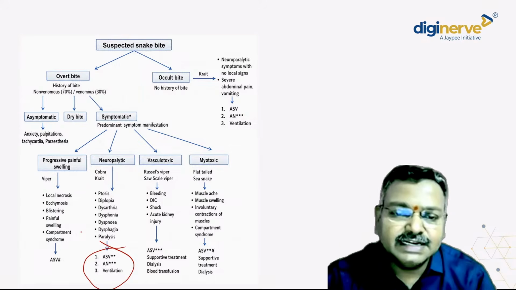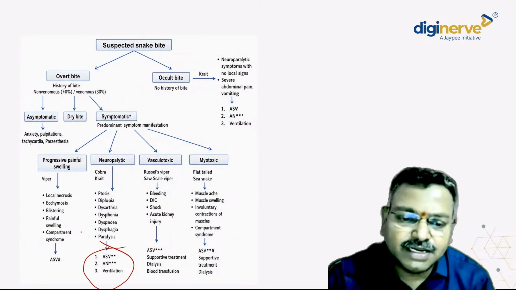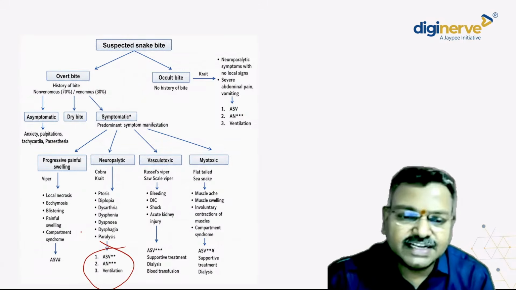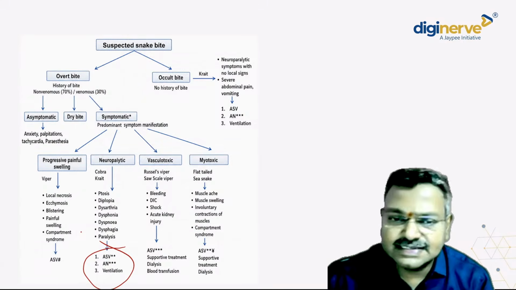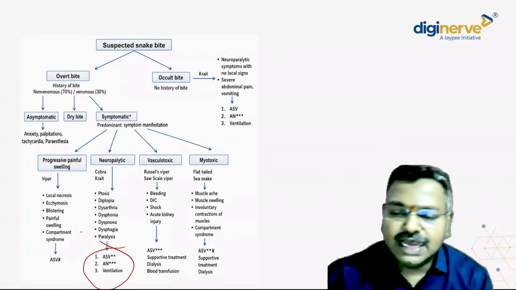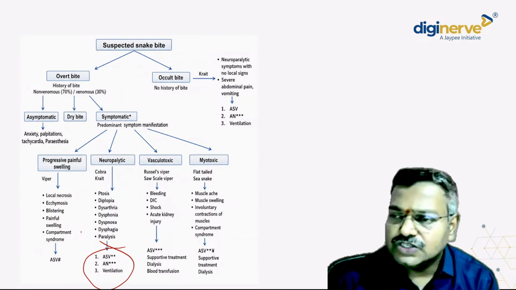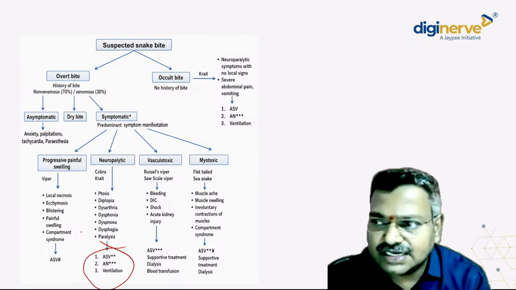Dialysis may be needed. Myotoxic, that's the sea snakes you get, where you have a lot of rhabdomyolysis and the patients can have renal failure. ASV with dialysis is the treatment. So always look for what is the symptom, and based on that, you have to go and manage these cases with snake. So again, they will give you a clinical scenario and certain lab investigations.